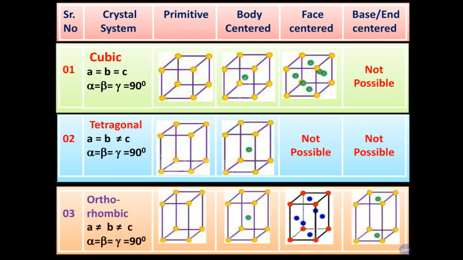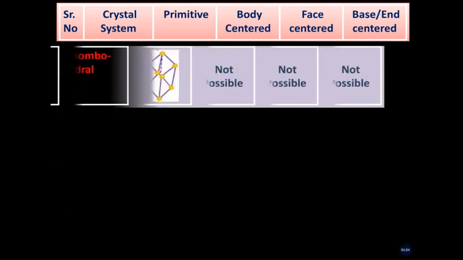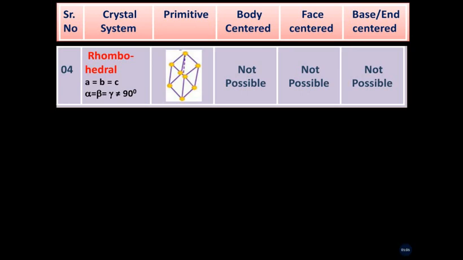Then tetragonal. In the case of the tetragonal crystal system, 2 types of unit cells are possible, primitive and body centered. Similarly, in the case of the orthorhombic system, it is one of the crystal systems in which all 4 types of unit cells are possible. Next one is the rhombohedral crystal system. In the case of the rhombohedral crystal system, only one type, that is the primitive unit cell, is possible.